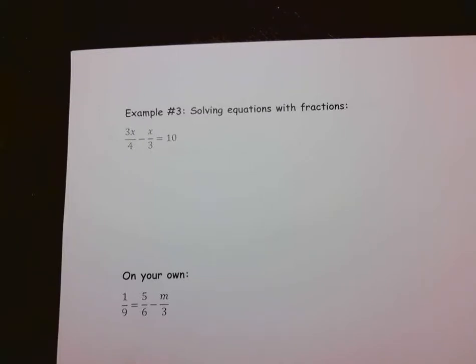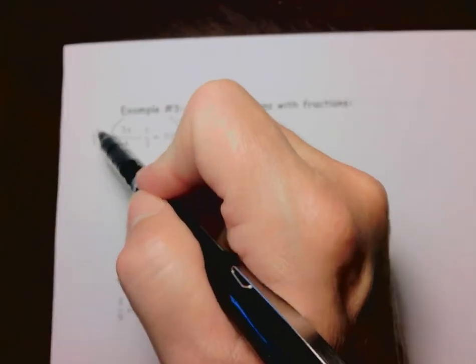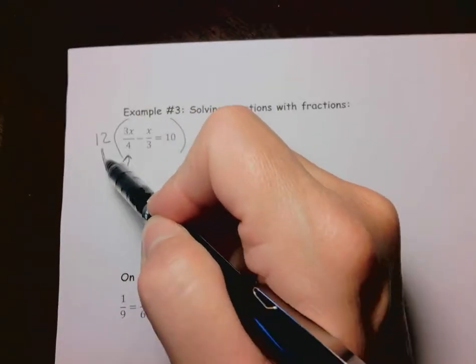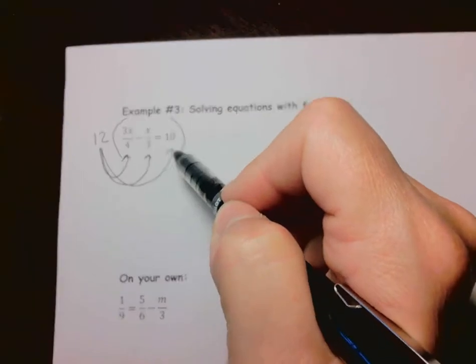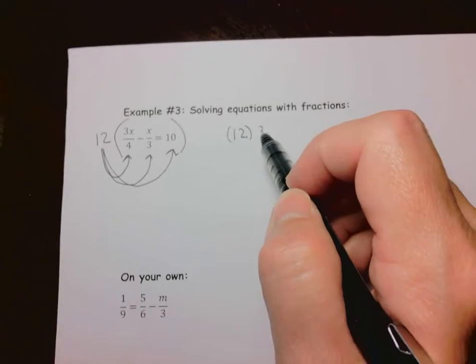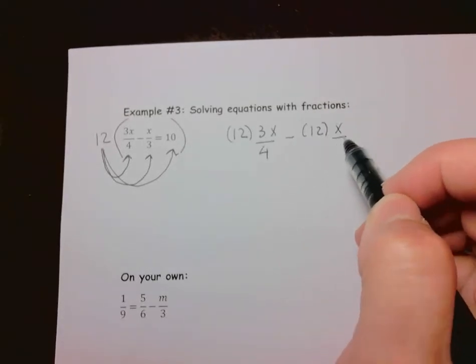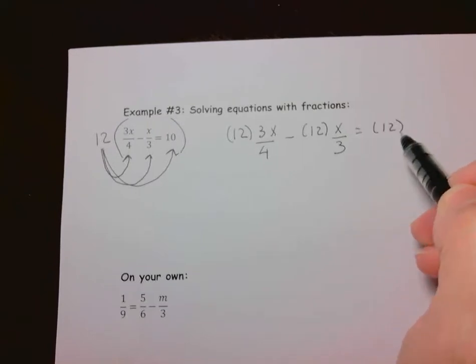I'm going to multiply each term by the least common multiple of the denominators. So I'm going to multiply each term by 12. I want to multiply this term by 12 and this term by 12 and this term by 12. Let me show you what I'm doing. I'm multiplying each term by 12. If you need to set it up like this, please do so. Eventually you'll be able to do more of it in your head, but if you need to set it up like this right now, please do so.